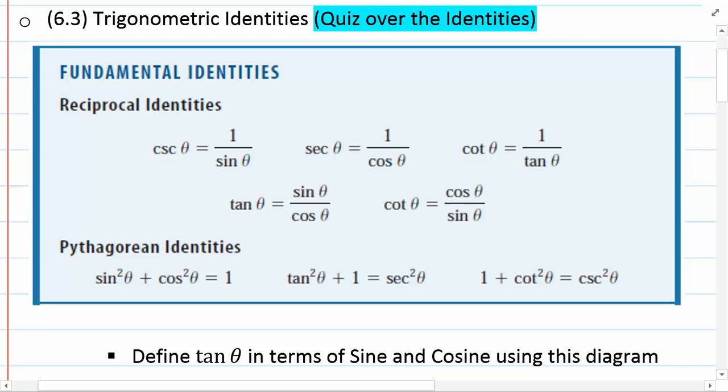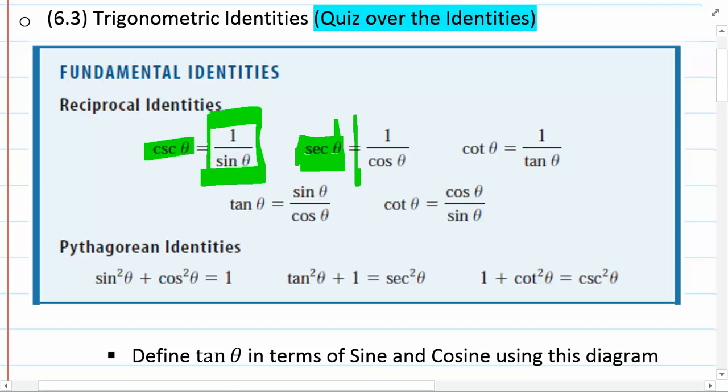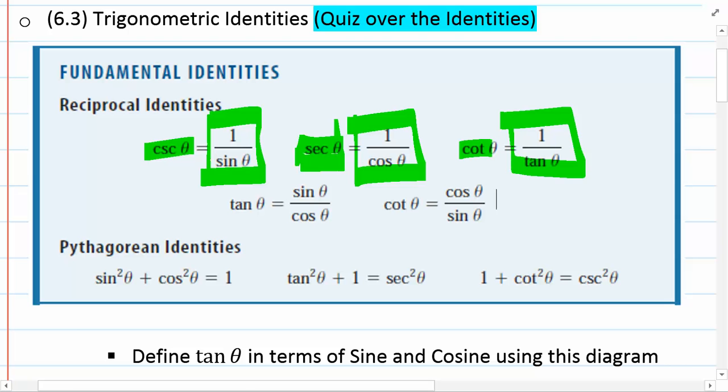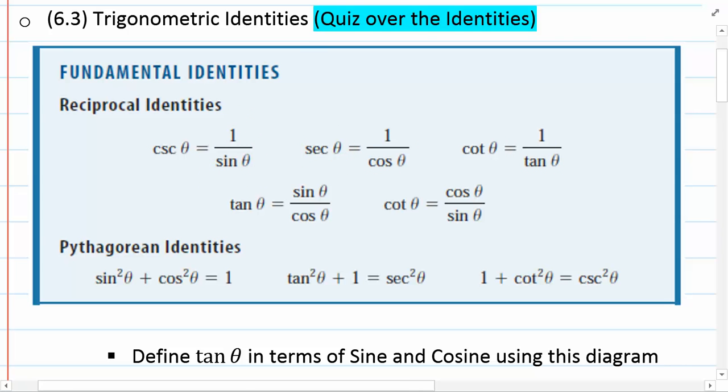Now, we already know about a handful of these identities. For example, cosecant is known as the inverse of sine, secant is the inverse of cosine, and cotangent is the inverse of tangent. We've already learned about those as definitions from last week. What might be a little bit less obvious, but just as important, is the definition of tangent and cotangent in terms of sine and cosine.